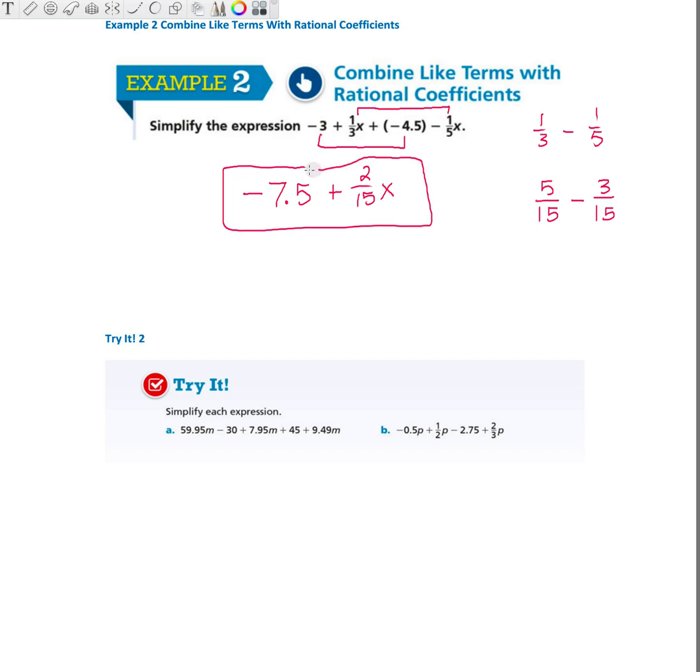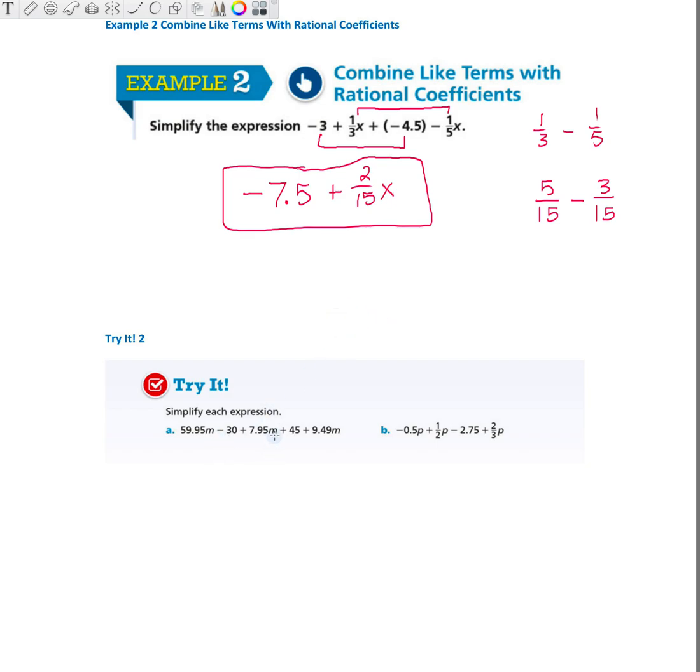I am done. I have a constant, I have a variable term. I can't combine those two because they are not like terms. So I looked at the problem. I saw there was a constant here, so I combined them. There was an x term here, an x term here, so I combined them. To do that combining, I made sure I saw this was a minus here, put that over here. I got a common denominator. 5 minus 3 is 2, kept my denominator 15, and there we go.